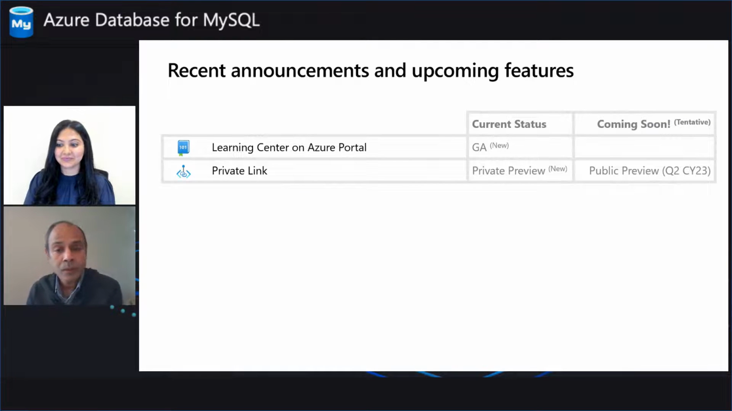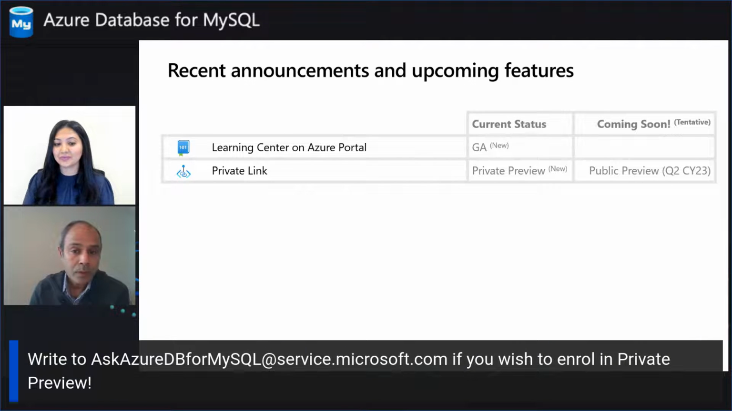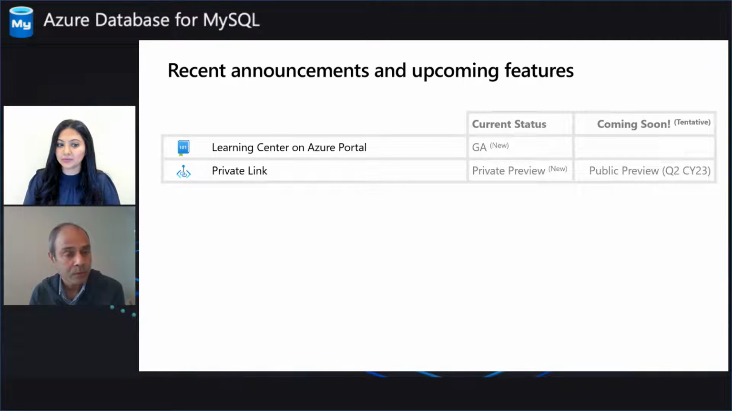The second feature is private link or private endpoint. It's in private preview today, and if you want to enroll your customers, there is a link you can use to reach out to us. We plan to have it in public preview in Q2, next quarter. Private link is the same feature which is available in single server, and it's now also available on flexible server. You can leverage the same network topology you have on single server on flexible server with this feature. In an upcoming webinar, we will do a deep dive on private link and a demo as well.